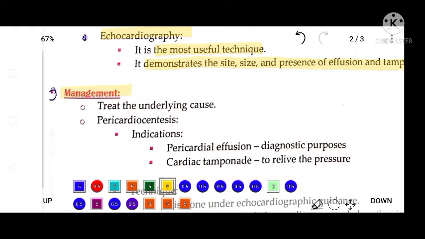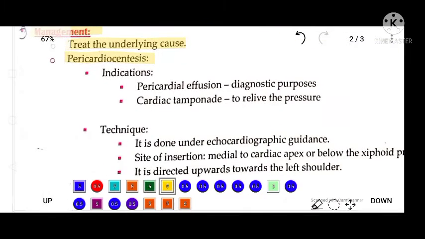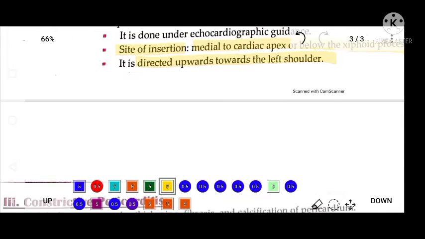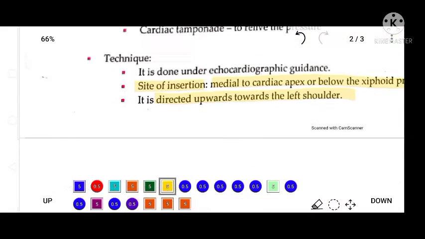So the management for pericardial effusion is to treat the underlying cause, such as pericarditis, and perform pericardiocentesis. The technique is: the site of insertion is medial to the cardiac apex, below the xiphoid process, directed upward toward the left shoulder. In this way, we do pericardiocentesis. So in this way, pericardial effusion or cardiac tamponade can be treated.